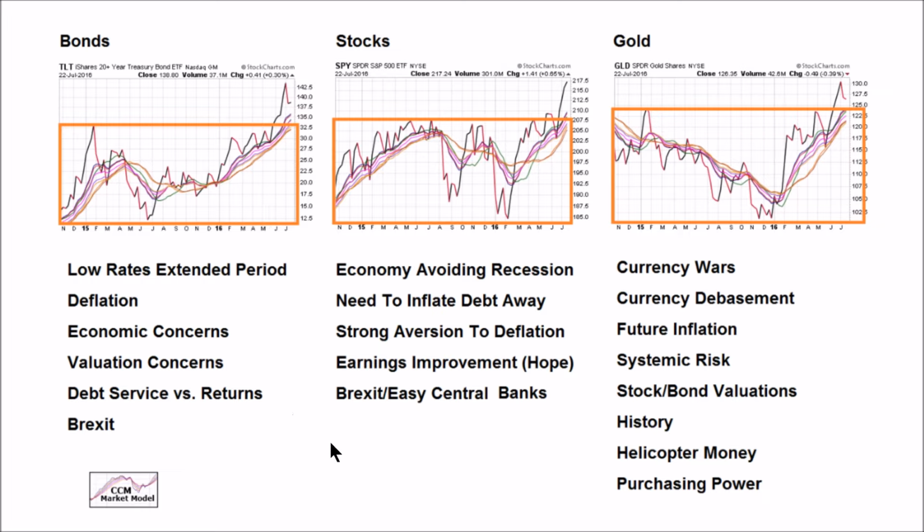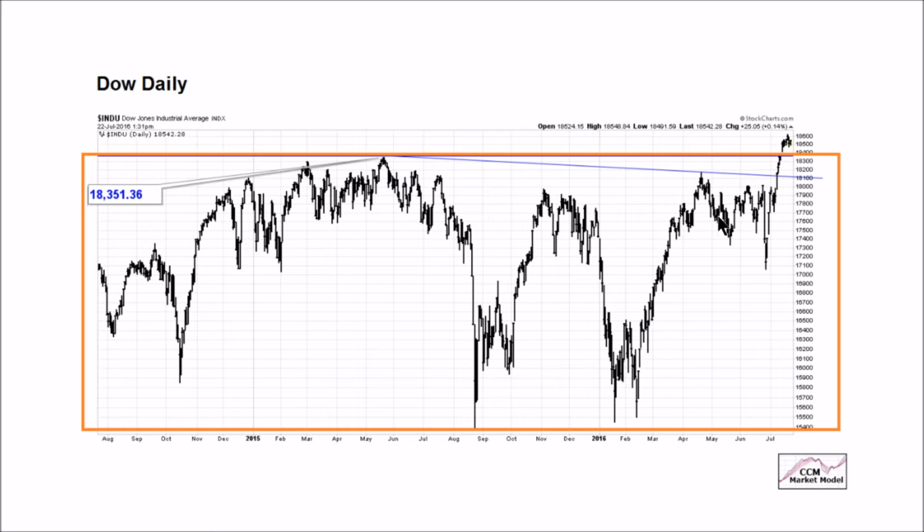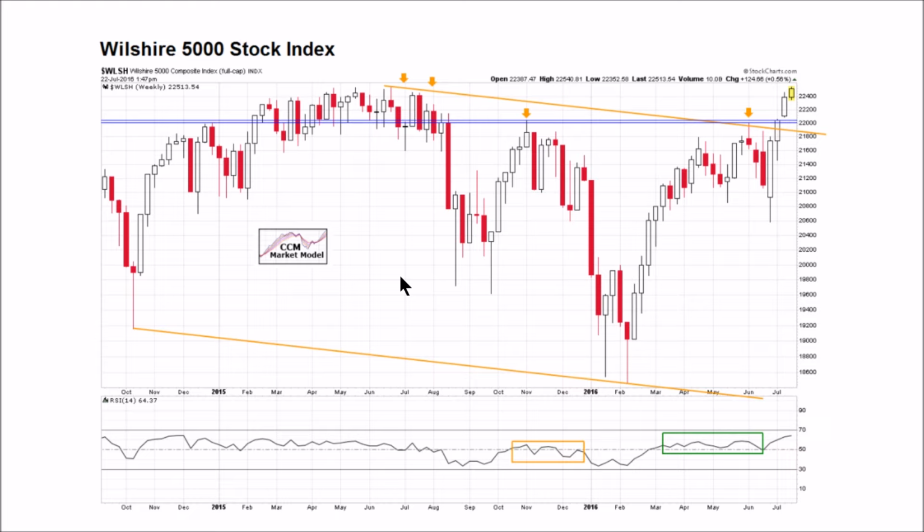The Dow has also been in a long-term consolidation box. We have the bullish breakout. It's possible we might want to see a retest here. The market will make that call. Some bullish and positive signs on the Wilshire 5000 index, which is a broad index.